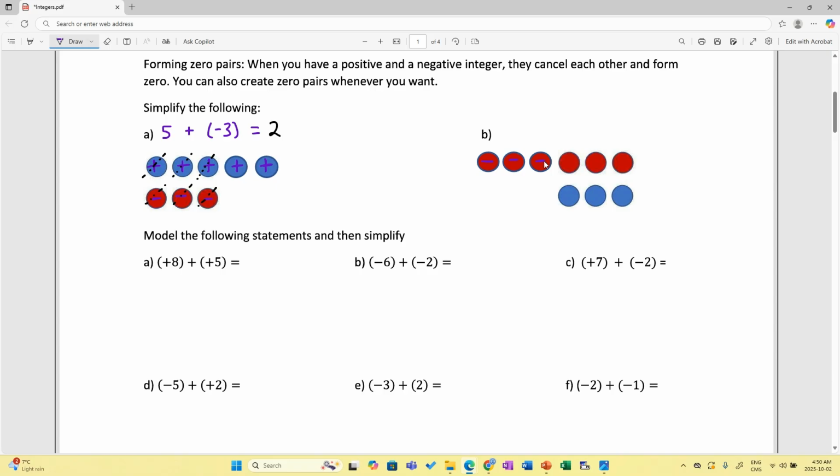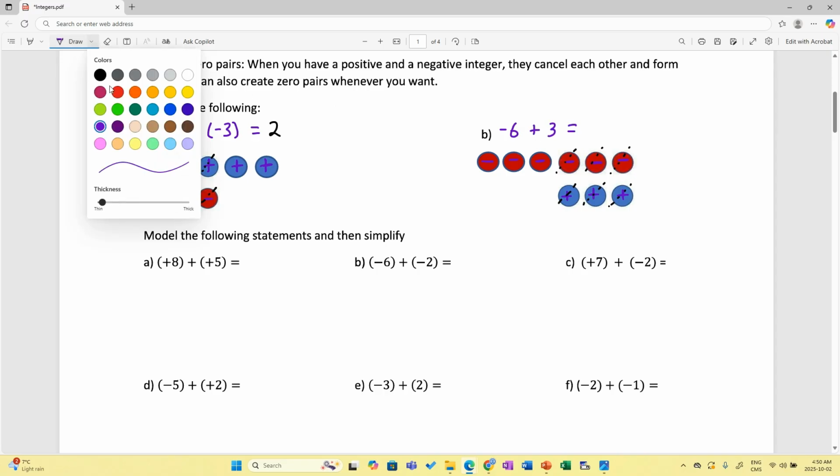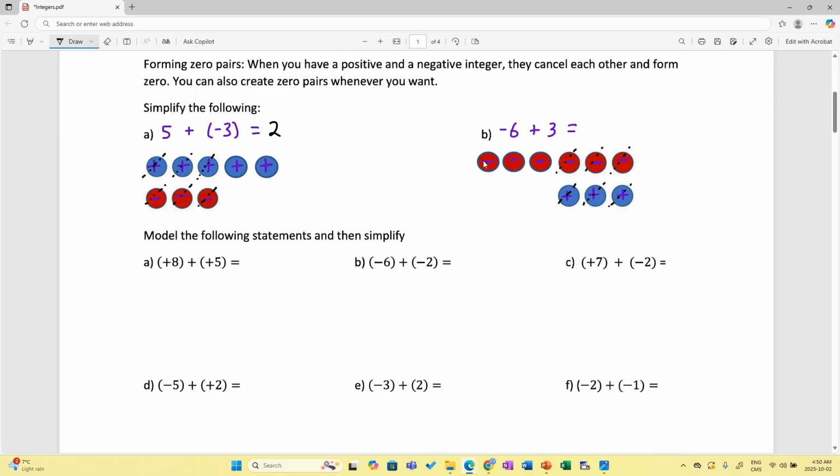it looks like 6 negative circles and 3 positive circles. So in this case, once again, the positives cancel out with the negatives. So I'm going to cancel out a positive with a negative, a positive with a negative, and another positive with a negative. Now what I have here is negative 6 plus positive 3. But what's left over after I canceled out the circles is 3 negative circles. So my final answer should be negative 3. So negative 6 plus 3 is negative 3.